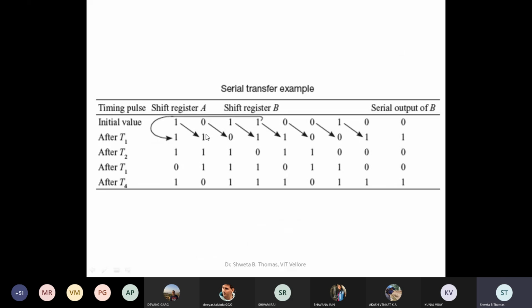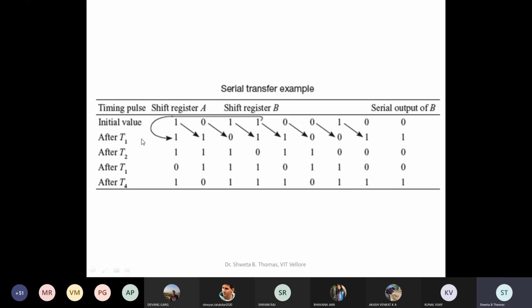Initially, for example, shift register A contained 1011 and shift register B contained 0010. So after T1, what is happening? Just watch it very carefully. The first serial output will be 0. How 0? Whatever was the rightmost value, that is 0, is the final output. Got it? That is the last one. This 1011 and 0010 is the initial value stored. So this last value 0 is the first serial output of B.